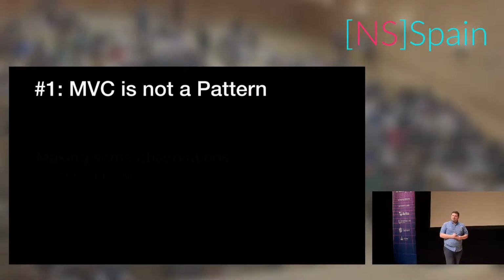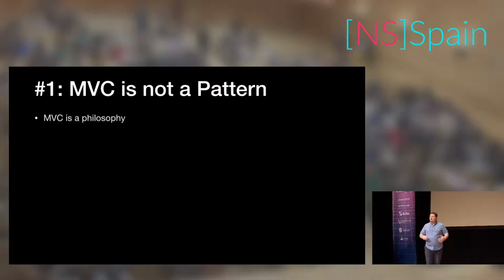The first observation I want to make is that MVC is not actually a design pattern. Now, this is kind of a little unusual, so let's think about it. What does MVC say? It says that we should separate our data from how it's displayed, and all of that is separated from the logic that manipulates the two. This is a philosophy. It's not a strict ordering of here's where you break things up.